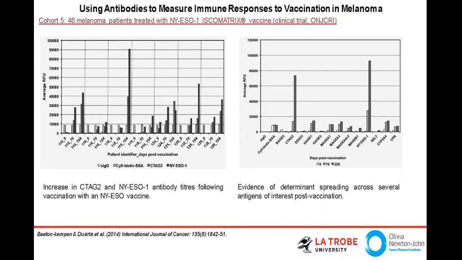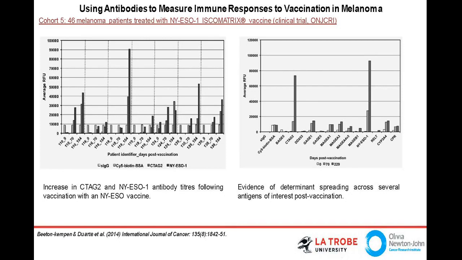And finally, the second last cohort, I think, cohort 5, looks at 46 melanoma patients that were actually treated with an ESO vaccine. So remember in the first cohort I mentioned NY-ESO-1. So here we actually used the array, in this case the CT100 array, to look for evidence of immune responses to a vaccine. So you can see exactly just how versatile the use of antibodies are across these different settings.